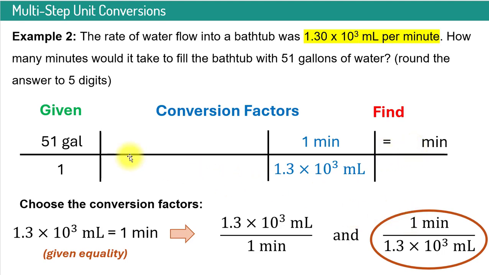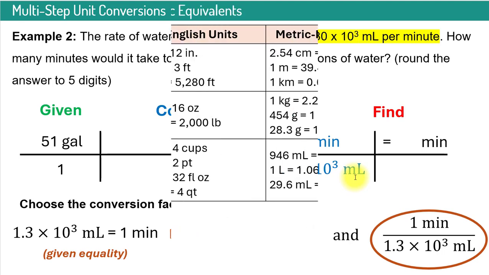Now I need to find a way to cancel gallons and milliliters. In other words, I have to find conversion factors that involve both of them. It can be one or a few. An additional observation that I can make is that gallons are English units and milliliters are metric units. That means that I need to take a table that gives me the relationship between English and metric units.